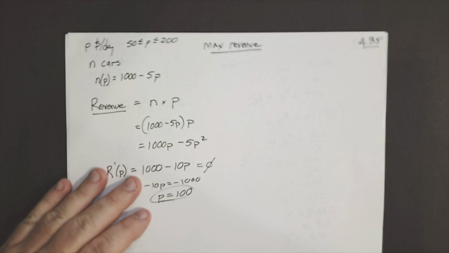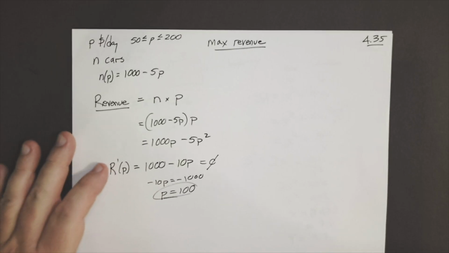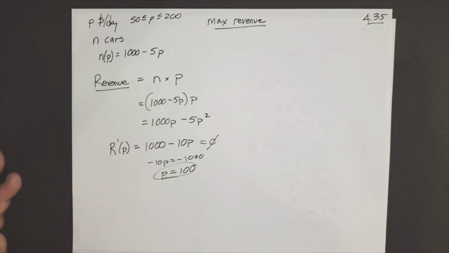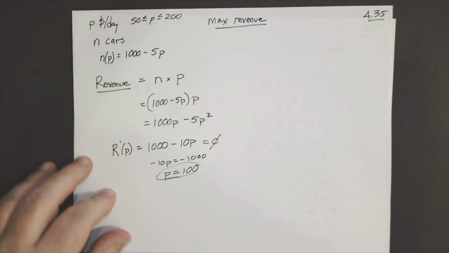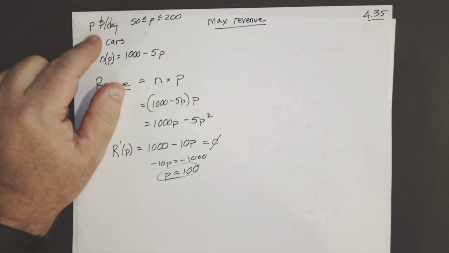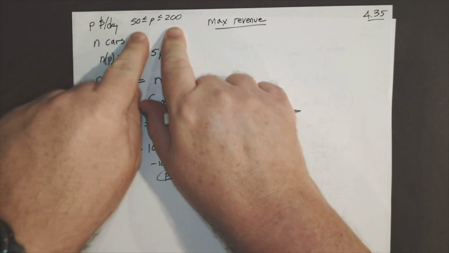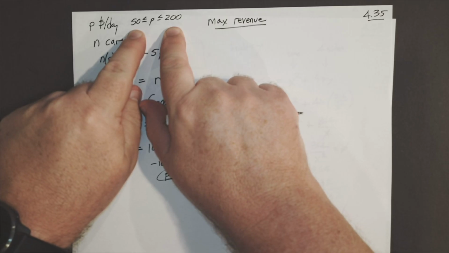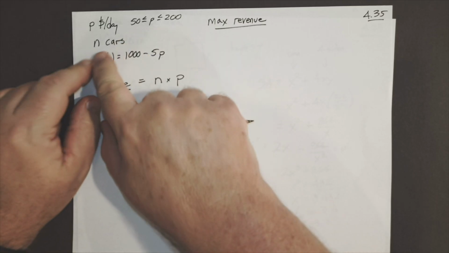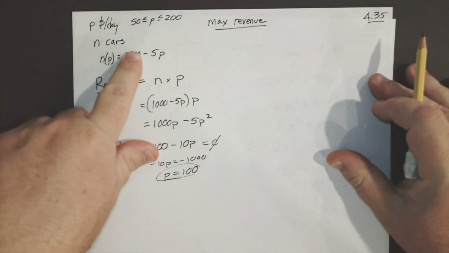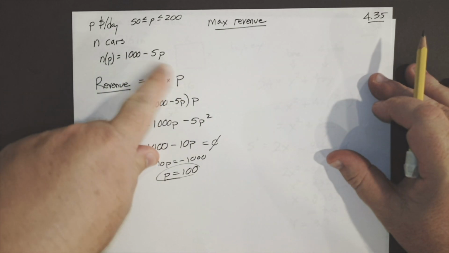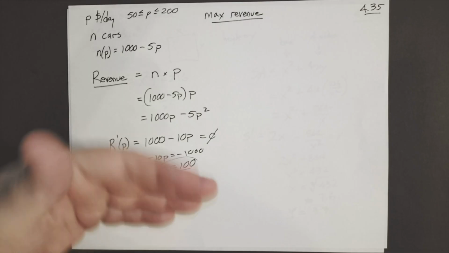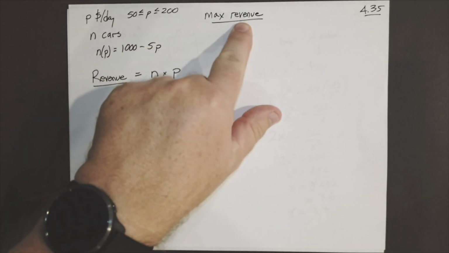We can do an example with revenue. We can do lots of business examples for this, my friends. In this case, we have a car rental example. P is the price per day of the cars they're renting, and we have a range of $50 to $200 a day. They want to know, what price do we set to maximize our revenue? N cars, however many cars, is given by this formula: 1,000 minus 5P. That's how many cars they can rent. You're just given this, and they say maximize revenue.